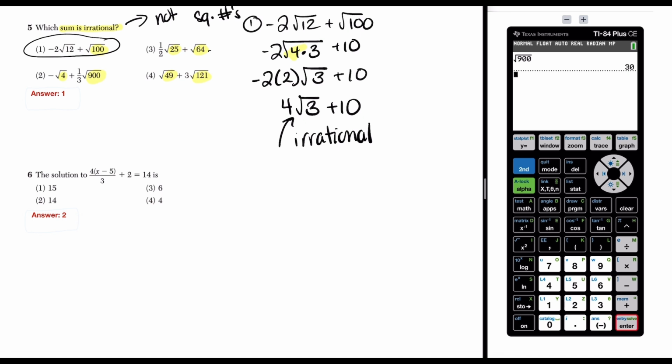And if you want second verification, put it into your calculator. So here's negative 2 square root 12. I hit my little arrow on the outside. And then I'm going to put my square root. Oops, I forgot something. Let's go back for a second. I forgot the plus sign. Okay, there we go.